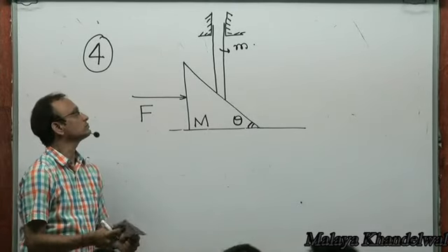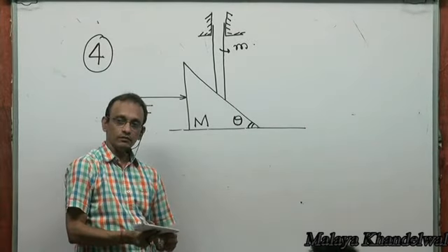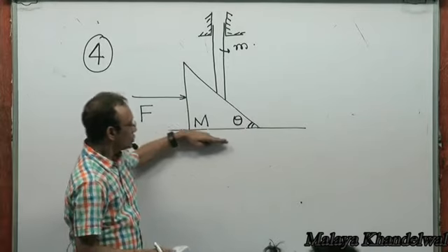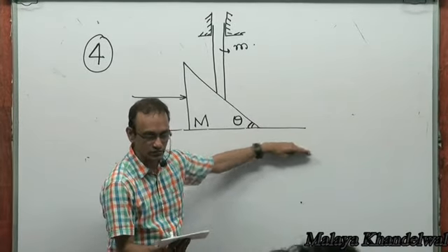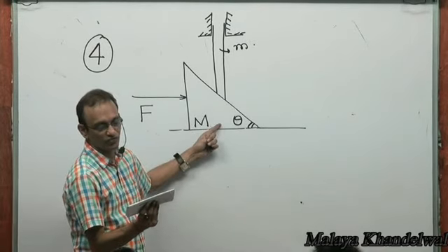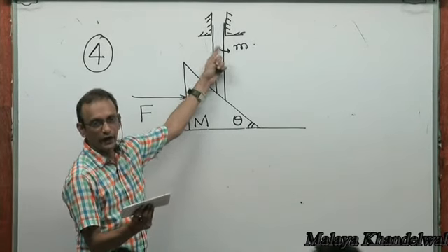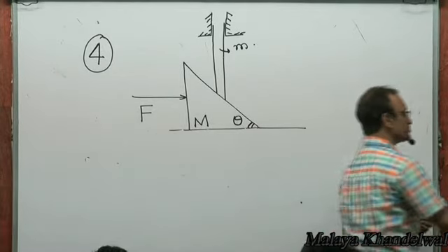Now, after a while, the wedge gets displaced by an amount x to the right. The wedge moves by an amount x to the right. We want to find the speeds of the wedge and the rod at this instant of time. You know what I'm saying? Let's understand the problem physically first.